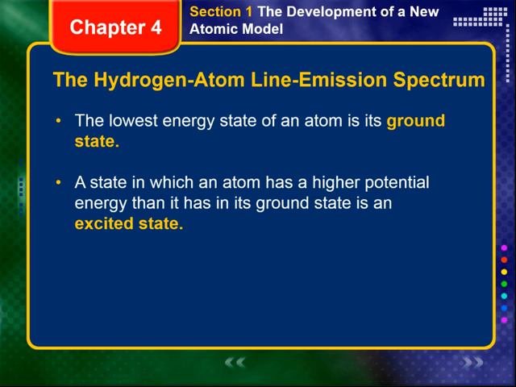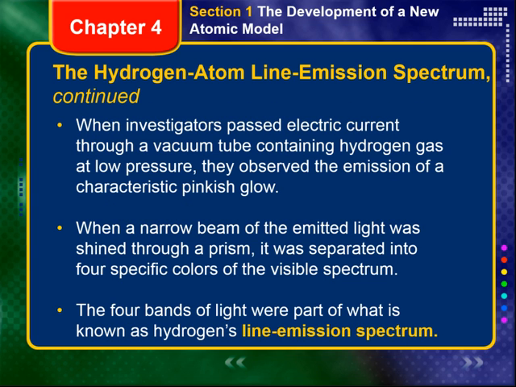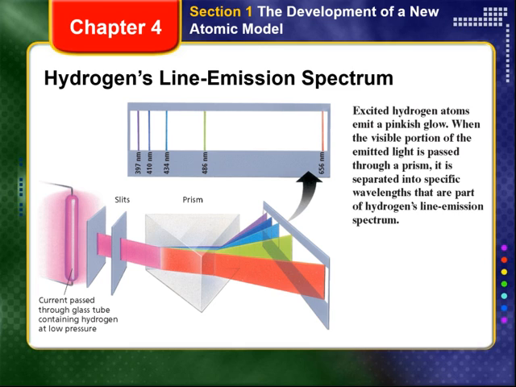When an excited atom returns to its ground state, it gives off the energy it gained in the form of electromagnetic radiation. The production of colored light in neon signs is a familiar example of this process. Now, when investigators passed electric current through a vacuum tube containing hydrogen gas at low pressure, they observed the emission of a characteristic pink glow. And you'll see that glow right here in figure 4-5.